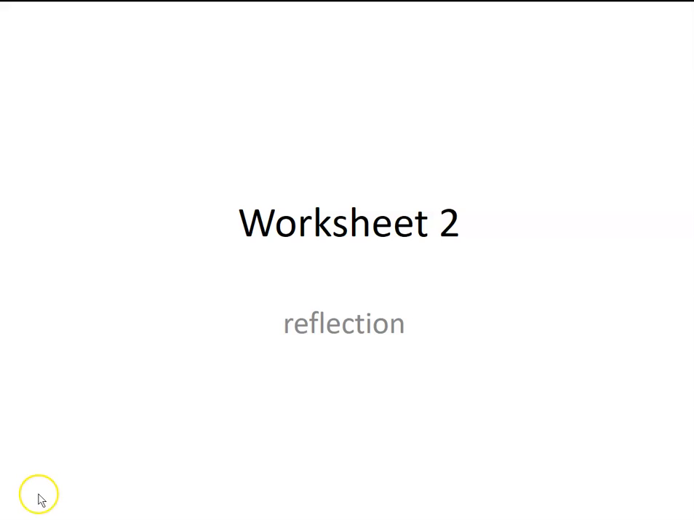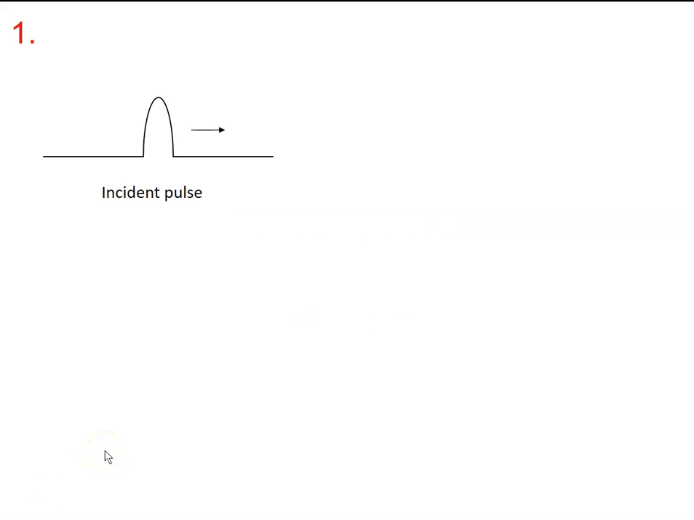Let's go through the answers to worksheet 2. Problem number 1 has an incident wave moving to the right. Remember, the incident wave is the wave that goes into the barrier. The reflected wave is the wave that bounces off the barrier. So in this situation, this incident wave, when it hits the barrier is going to act as a fixed end. So we should have fixed end reflection.